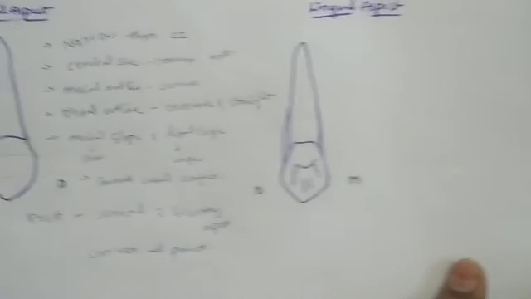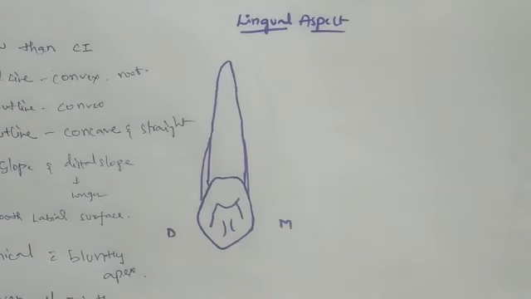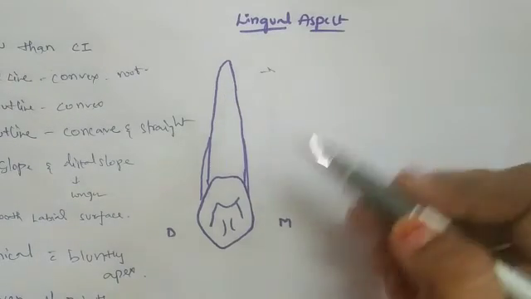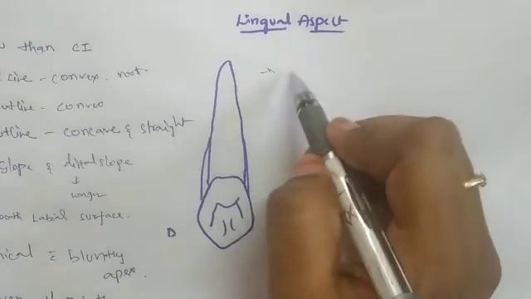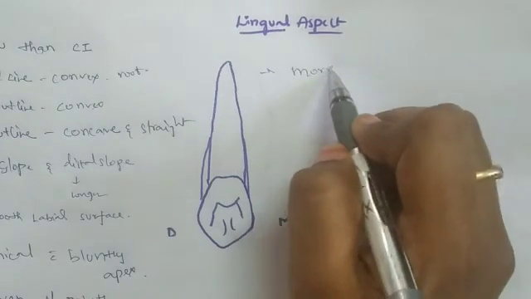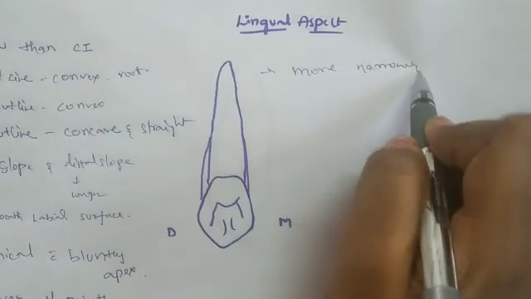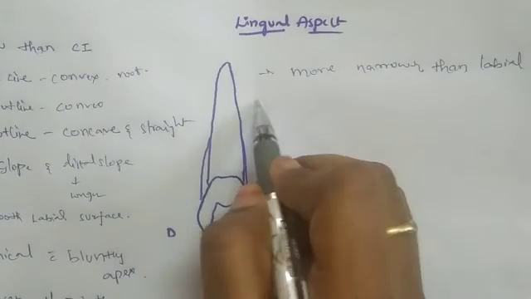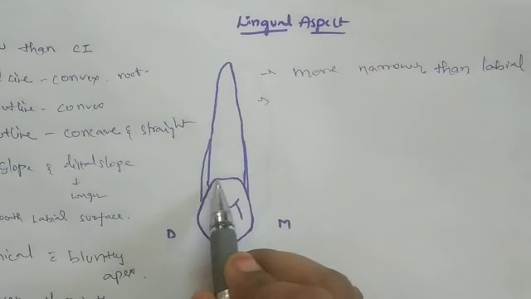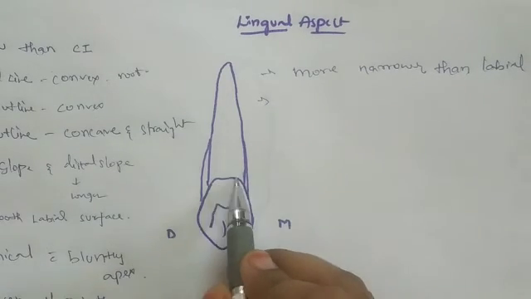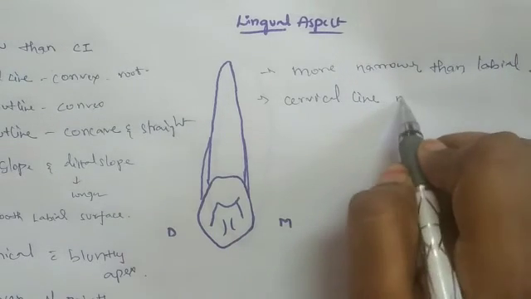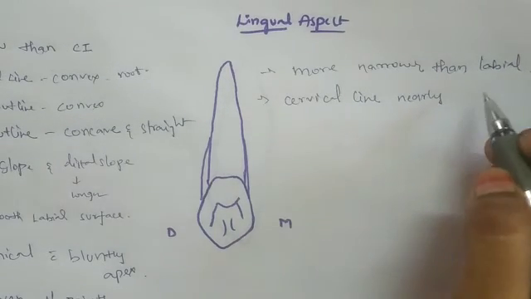Let's see about the lingual aspect. This is the mesial and the distal side of the crown. From the lingual aspect, the crown appears narrower than from the labial aspect. And next, the cervical line is not that convex, but nearly straight, without much curvature.